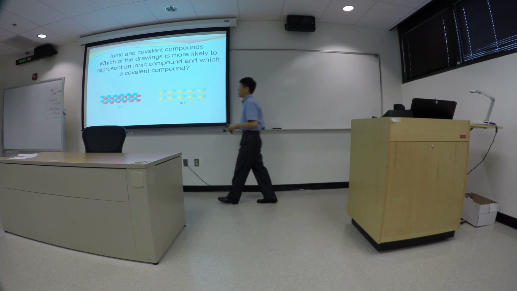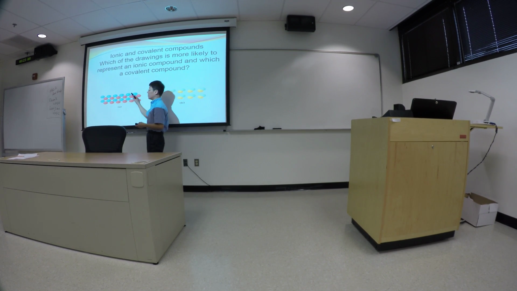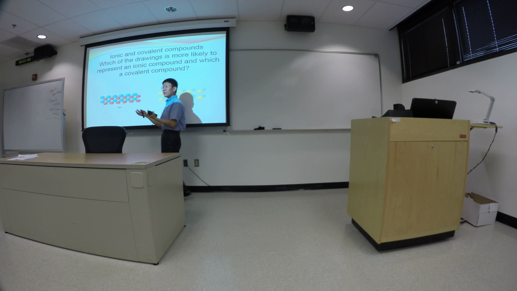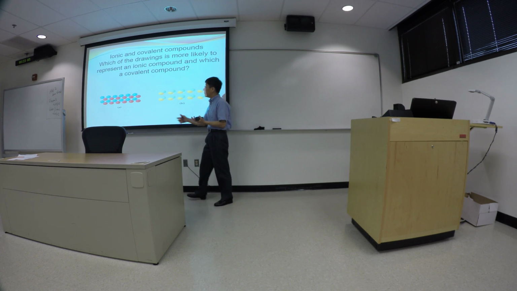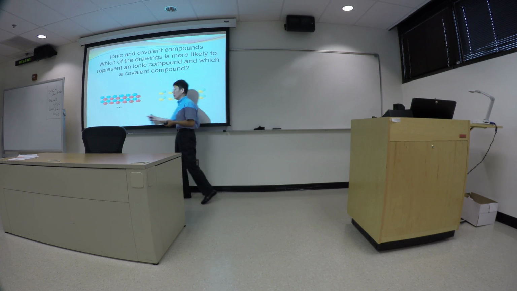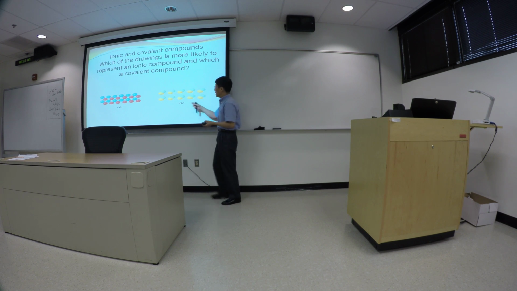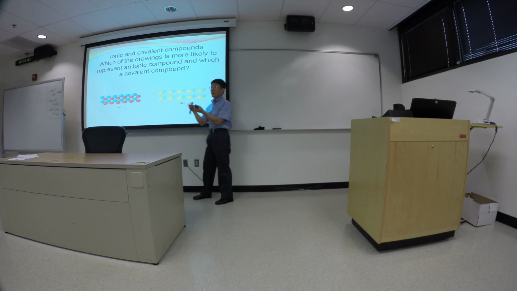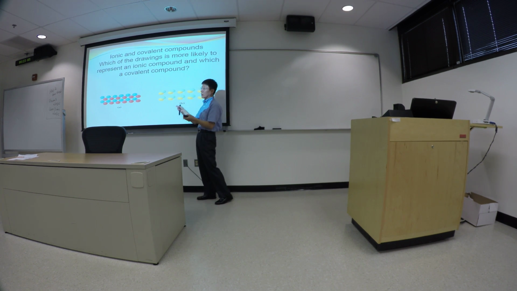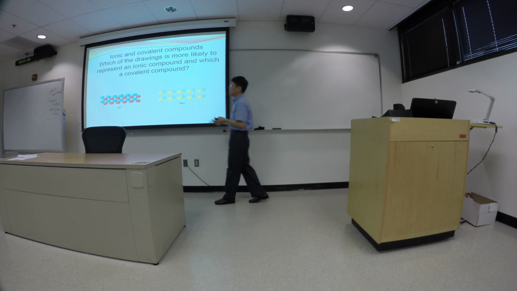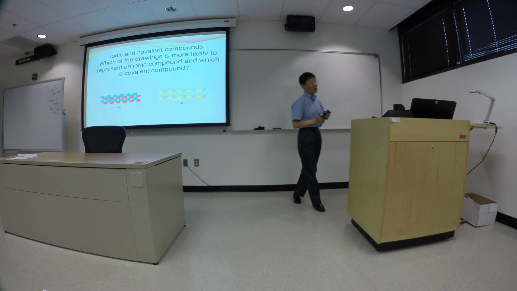These two different drawings there. Here, each particle is kind of separated, independent from one another. And this would be an ionic compound. And here, in this particular case, you do have two atoms connected to one another, forming a unit. This would be a molecular compound. So we do want you to get used to this type of drawing.